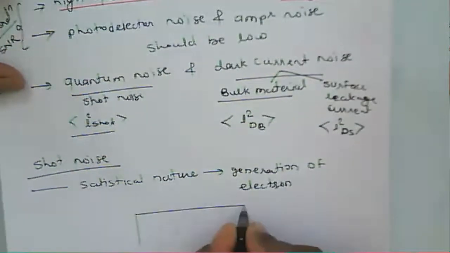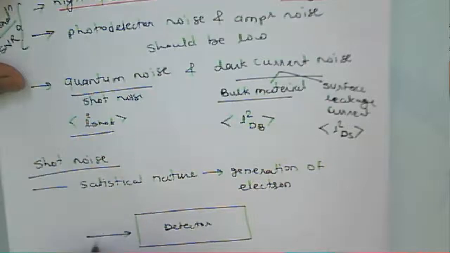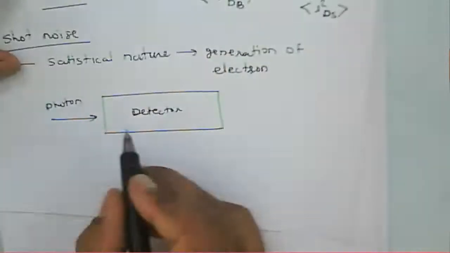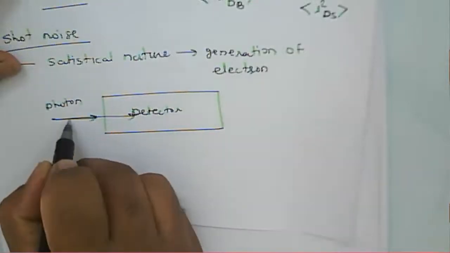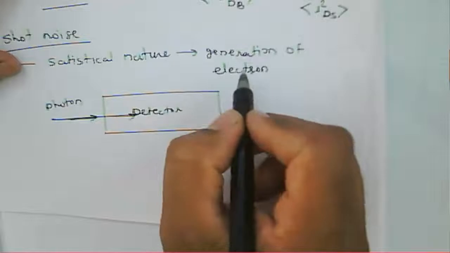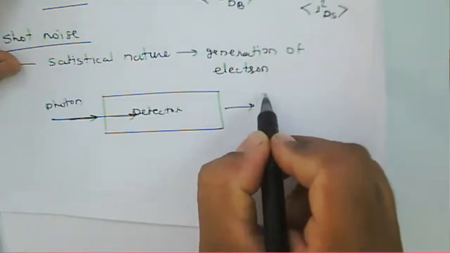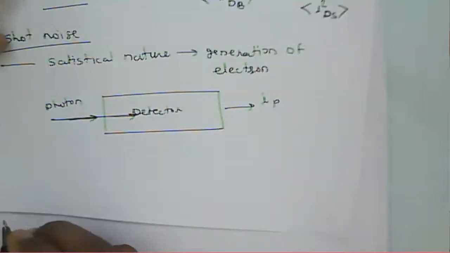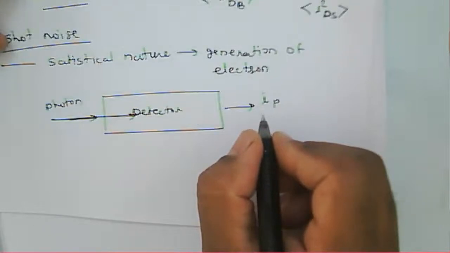Now, just like a detector we have, this is a detector, and this is a photon. When this photon falls on this particular detector, it will penetrate inside the detector, and then electron and hole pair generation starts, and then we get a current that is called IP. That is the photon current.